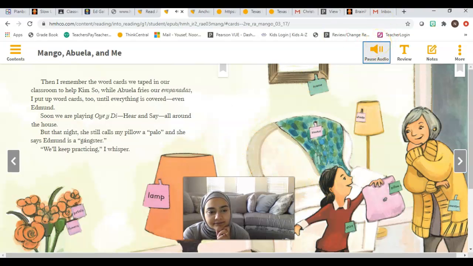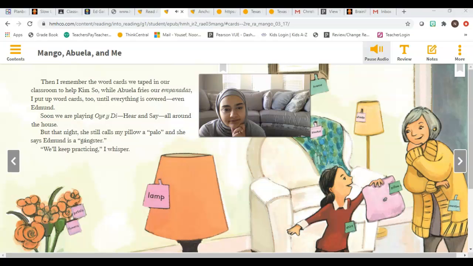Then I remember the word cards we taped in our classroom to help Kim. So, while Abuela fries our empanadas, I put up word cards too, until everything is covered, even Edmund. Soon we are playing Oye y Di, hear and say, all around the house. But that night, she still calls my pillow Apollo, and she says Edmund is a gangster. "We'll keep practicing," I whisper.